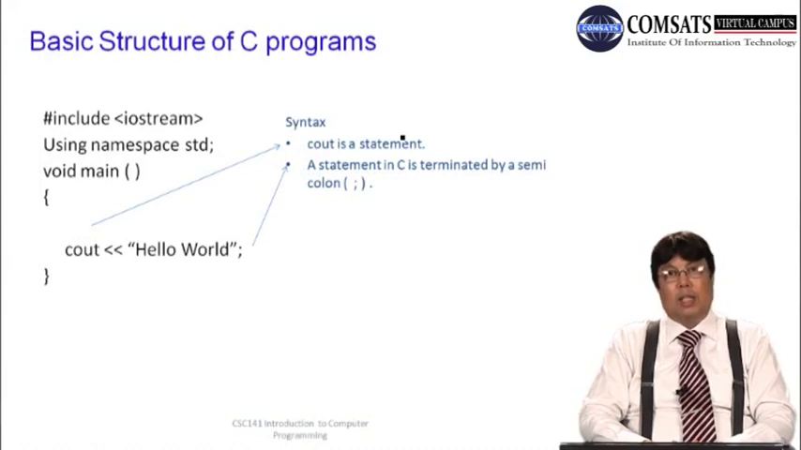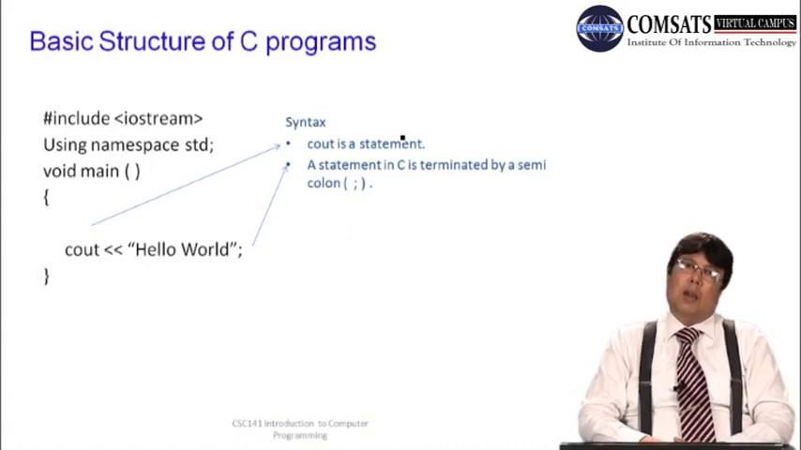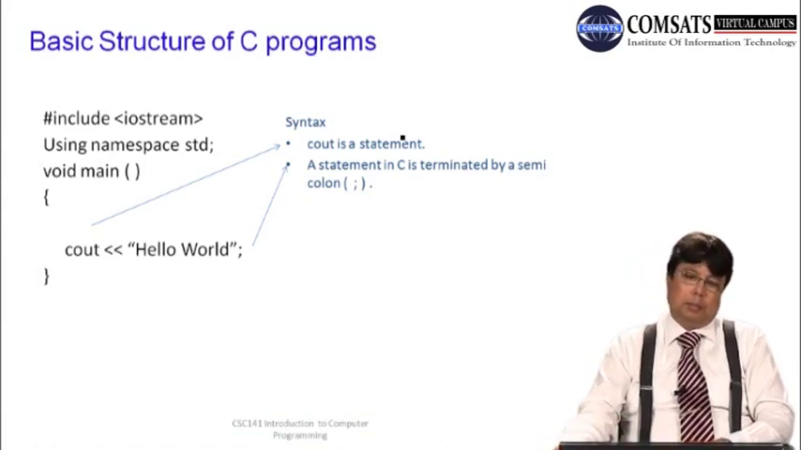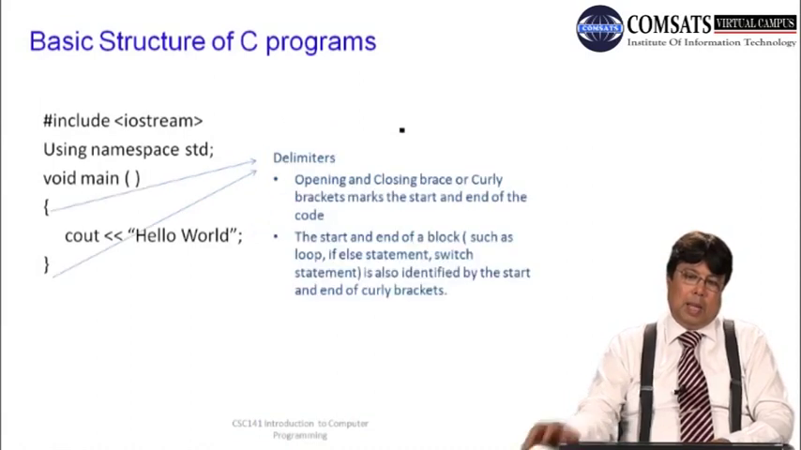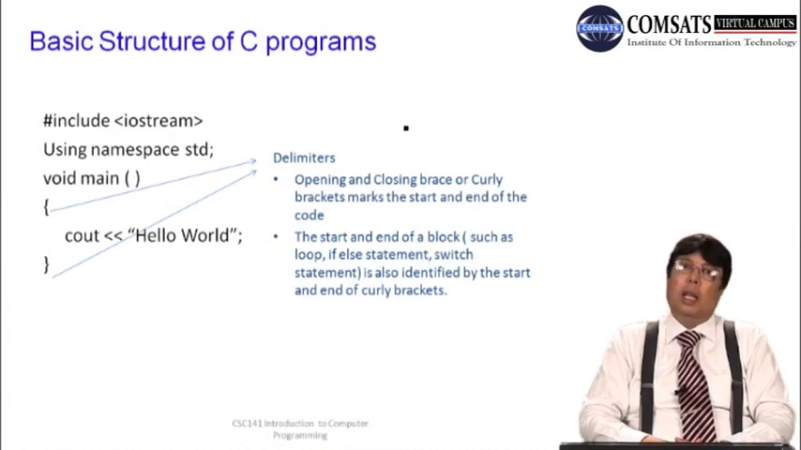प्रोग्राम के अंदर वी हैव गॉट वन स्टेटमेंट, सी आउट, हेलो वर्ल्ड, टर्मिनेटेड बाय सेमीकोलन. ये जो सी आउट है, दिस इज कॉल्ड एन स्टेटमेंट. Every statement in a C program must be terminated by a semicolon. याद रहेगा? A statement in C is terminated by semicolon. ये mandatory है. Next, ये brackets क्या है? Curly brackets, braces. इनको कहते हैं delimiters.